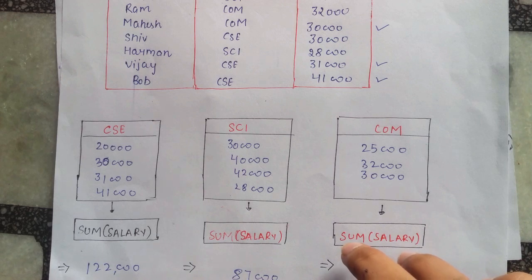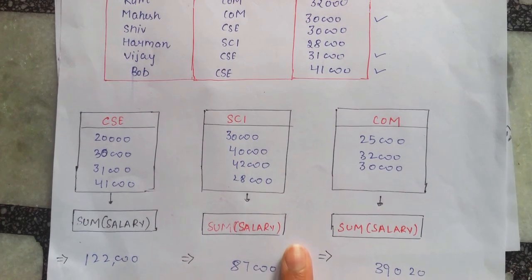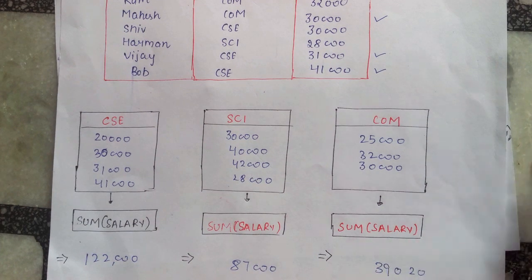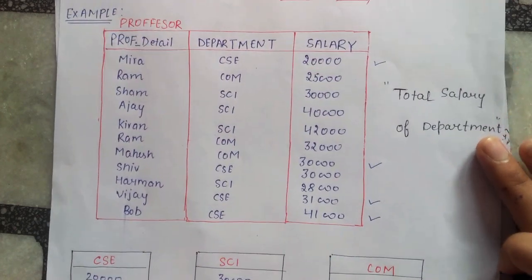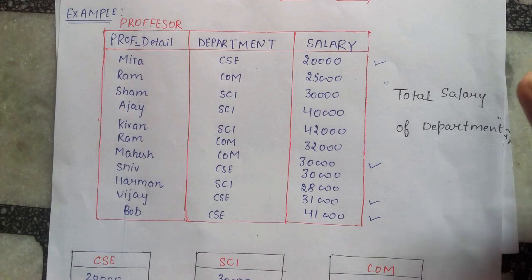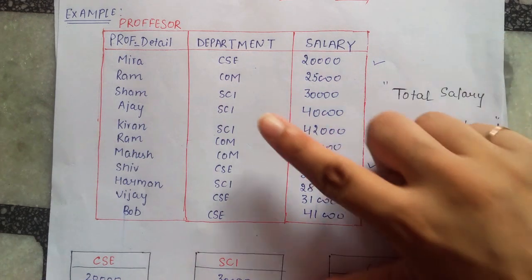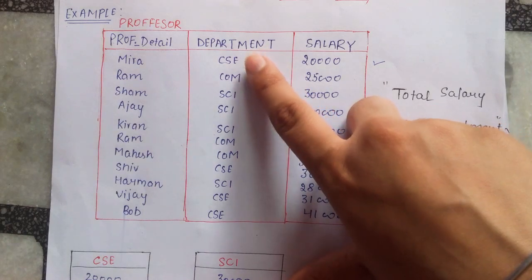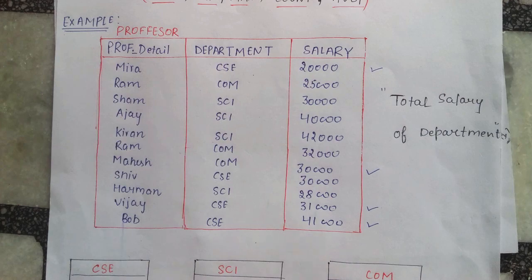If we want to find the total salary, we will use the sum aggregate function. With the help of this sum aggregate function, it will find the sum and display all these sums on the resultant screen. So this is the basic working of the group by clause, and that is why we use it. It's used to group identical data. In this, all the identical data is grouped into three forms: CSE, science and commerce.